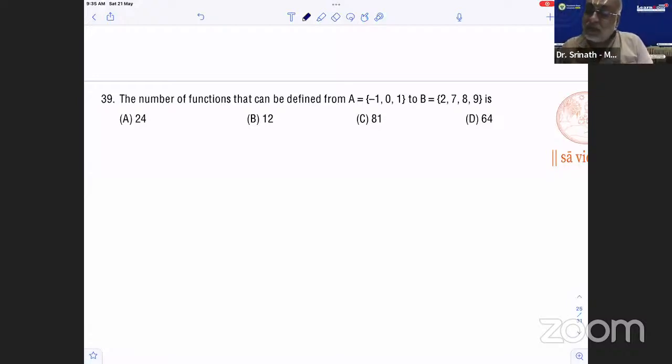I think this formula I have given you: the number of functions is n of A to the power of n of B. Here n of A is 3 to the power of n of B, that is 1, 2, 3, 4. So 3 to the power of 4, 81, is the correct answer. I have given you that formula, n of A to the power of n of B, number of functions.